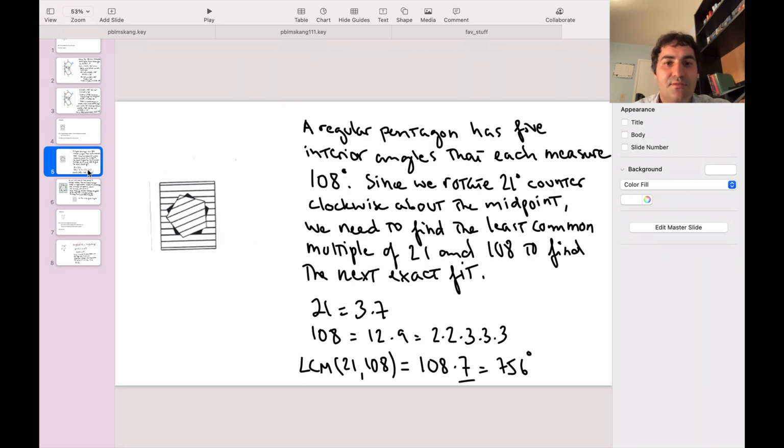So this is an interesting problem. We know a regular pentagon has 5 interior angles that each measure 108 degrees. Since we rotate 21 degrees counterclockwise around the midpoint, we need to find the least common multiple of 21 and 108 to find the next exact fit. So 21 factors as 3 times 7, and 108 factors as 12 times 9. So the least common multiple of 21 and 108 is going to be 756, which is the same as 108 times 7. So 7 is the key number here.